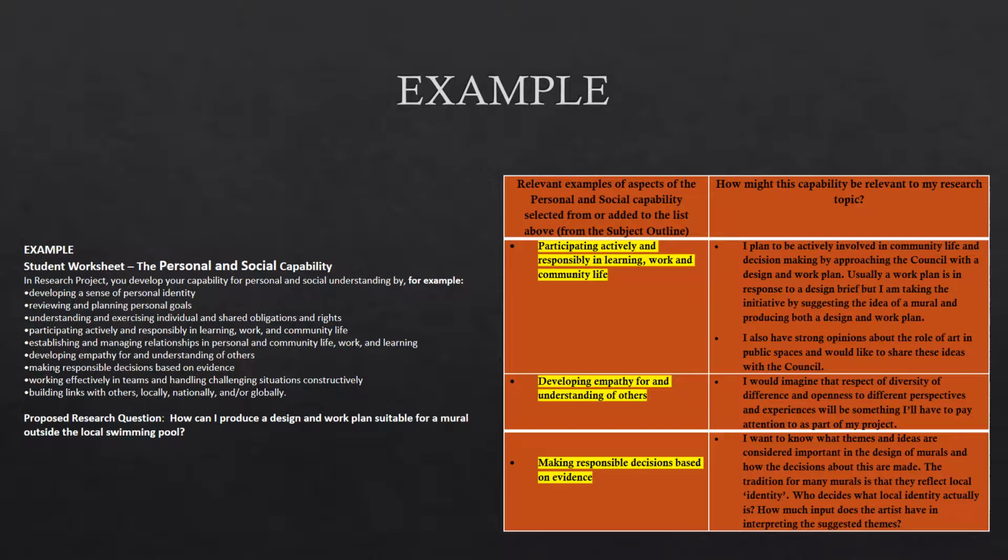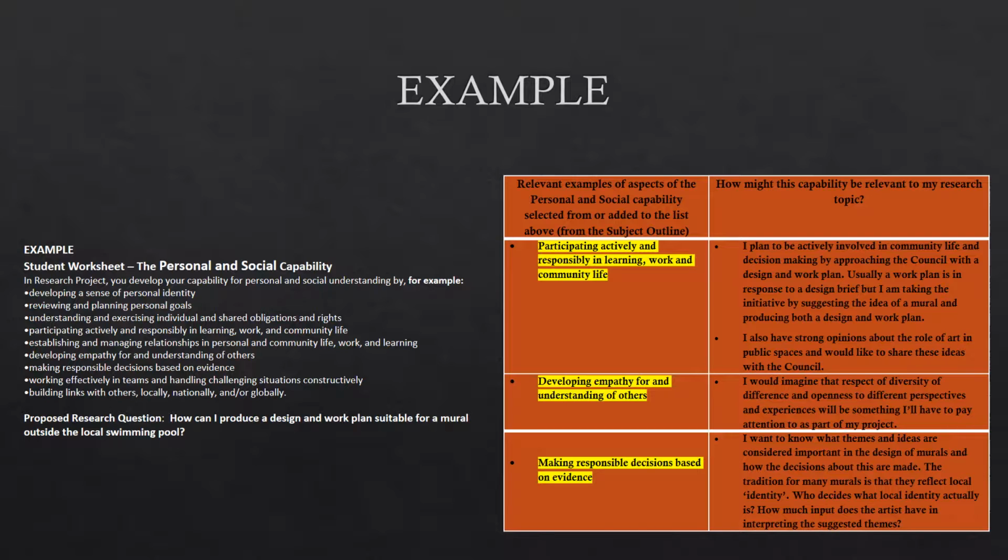So another example for you to look at, this person was looking at the personal and social capability, and they were looking at how they might design or plan a mural for their local swimming pool. And here they've been given the dot points, which are the SACE descriptors, and then on the other side we see how they've tried to make it relevant to their research. So SACE tells us that personal and social capability means that you participate actively in learning, work and life. And on the right hand side here we have how they're going to do it.